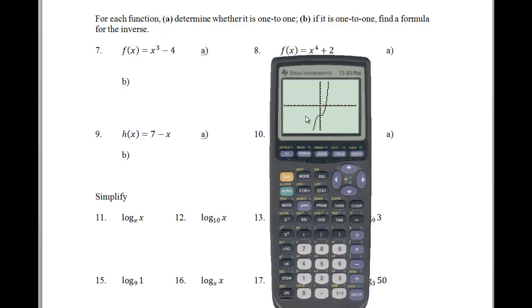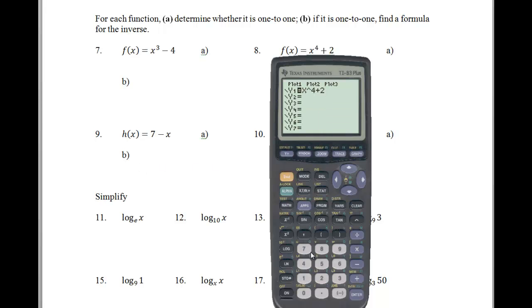It doesn't fail the horizontal line test because that actually doesn't flatten out. If we zoomed in, it would actually be continuously moving up, and there's only 1 pixel that flattens out, but that wouldn't violate the horizontal line test at that point. So 7 is 1-to-1. Let's look at the number 8 here. So we got x to the 4th power plus 2. Let's see if it's 1-to-1. And absolutely not 1-to-1 since it fails the horizontal line test.